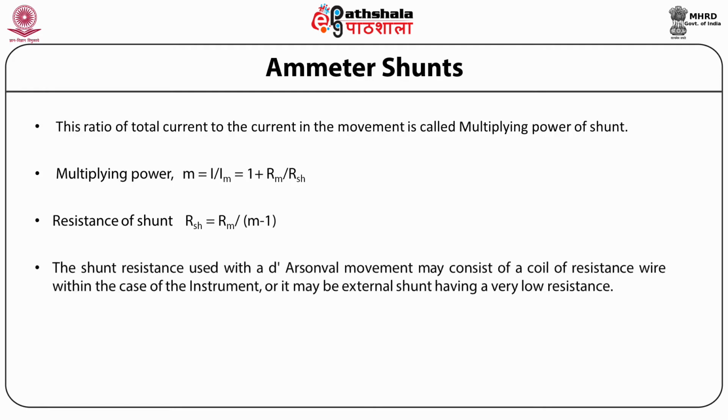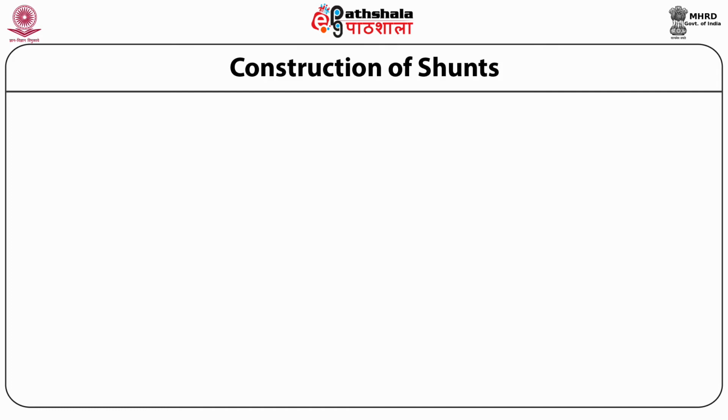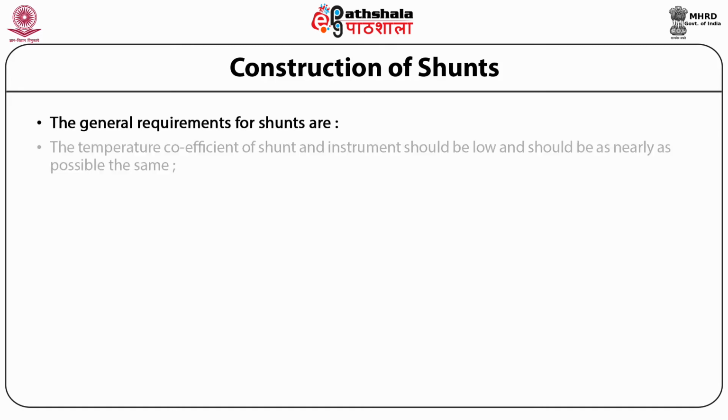Thus, the shunt resistance used with a d'Arsonval movement may consist of a coil of resistance wire within the case of the instrument, or it may be an external shunt having a very low resistance. Students, now let us study the construction of the shunts. The general requirements for the shunts are: the temperature coefficient of shunt and instrument should be low and should be as nearly as possible the same.